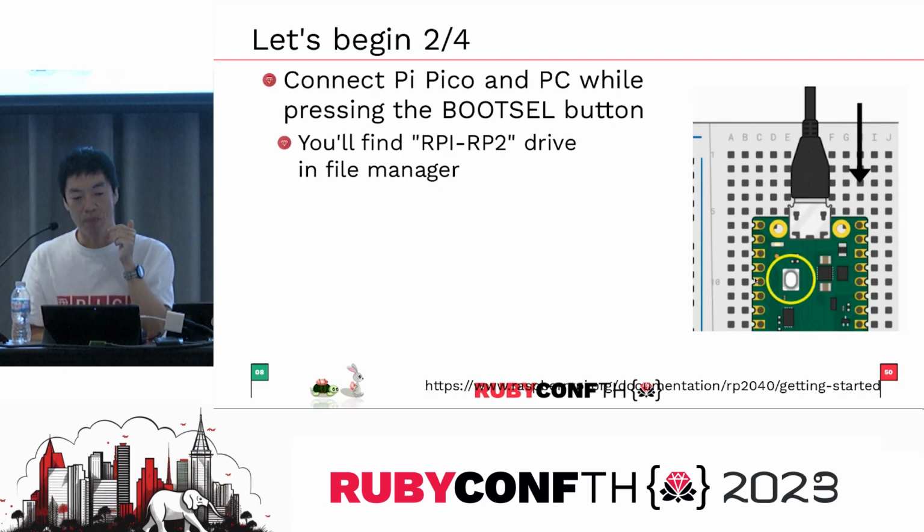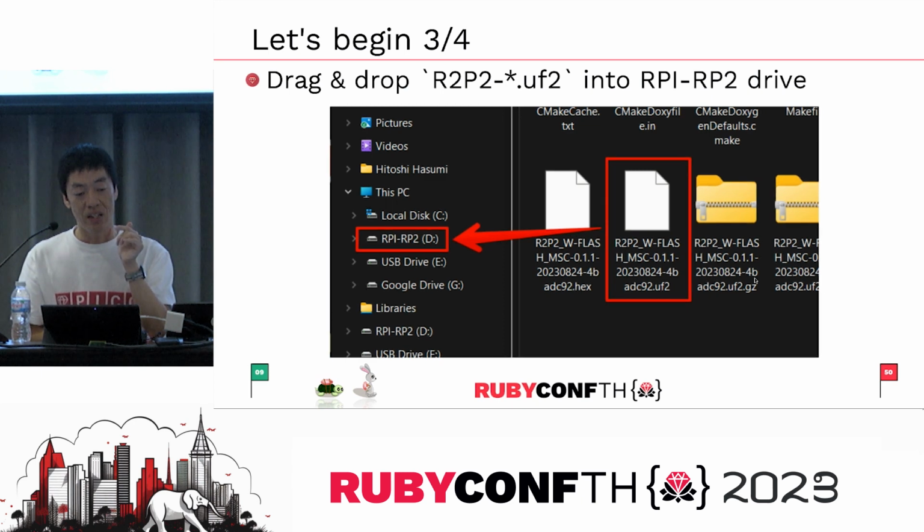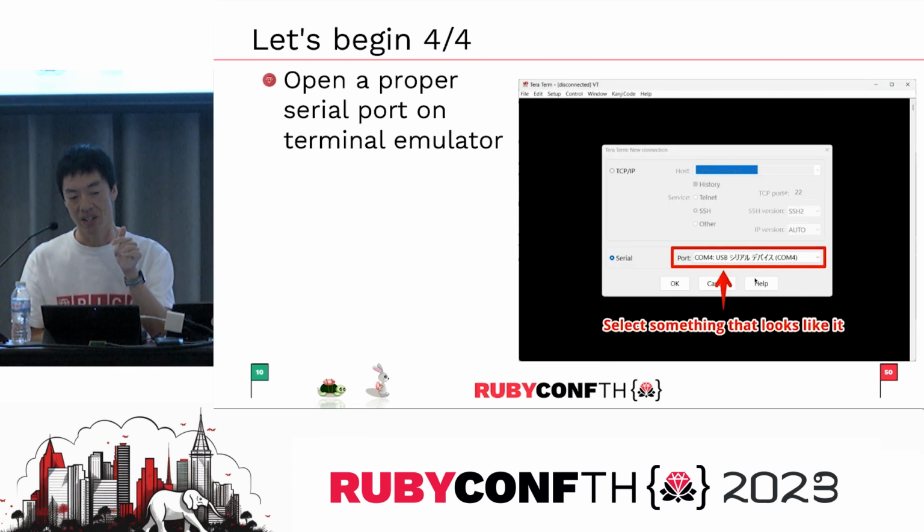Then connect Pi Pico and PC with a USB cable while pressing the boot cell button. Then you'll find the RPI-RP2 drive in the file manager. So drag and drop that UF2 file into the RPI-RP2 drive. Finally, open the proper serial port on the terminal emulator.